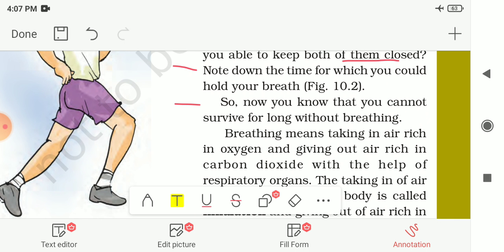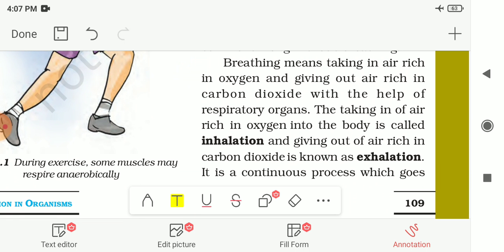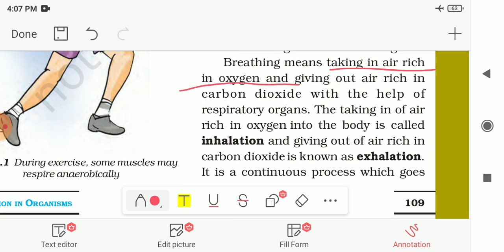Now, what is the meaning of breathing? Breathing means taking in air which is rich in oxygen and giving out air rich in carbon dioxide with the help of respiratory organs. During this process the respiratory organs help us to breathe in air and to breathe out the air which is rich in carbon dioxide.